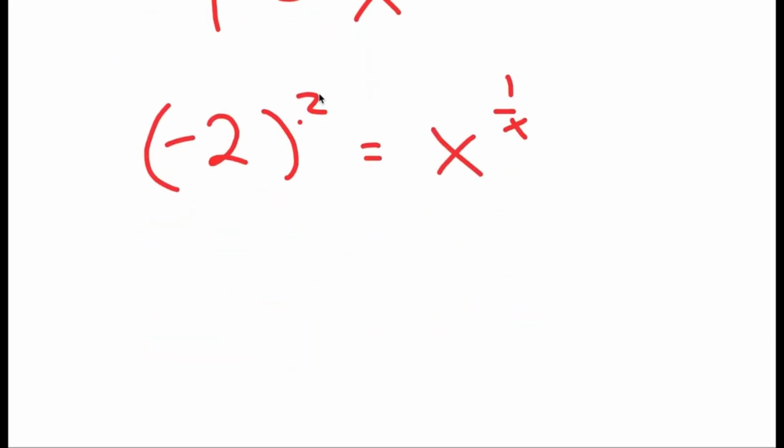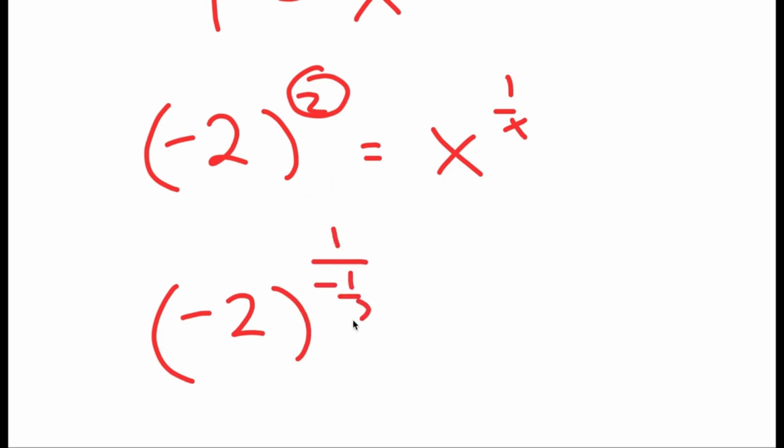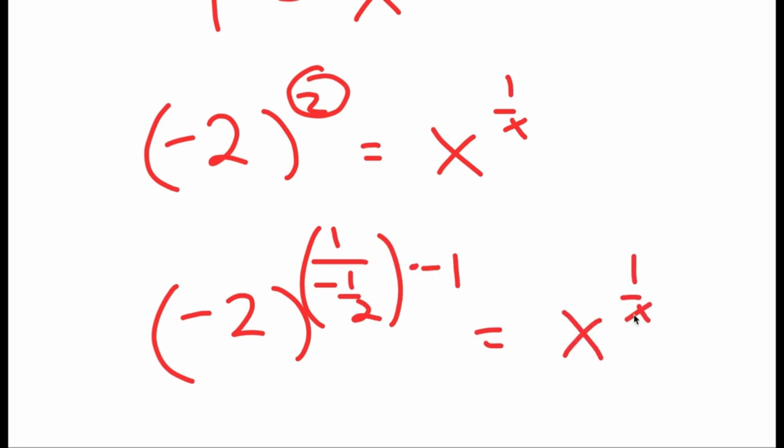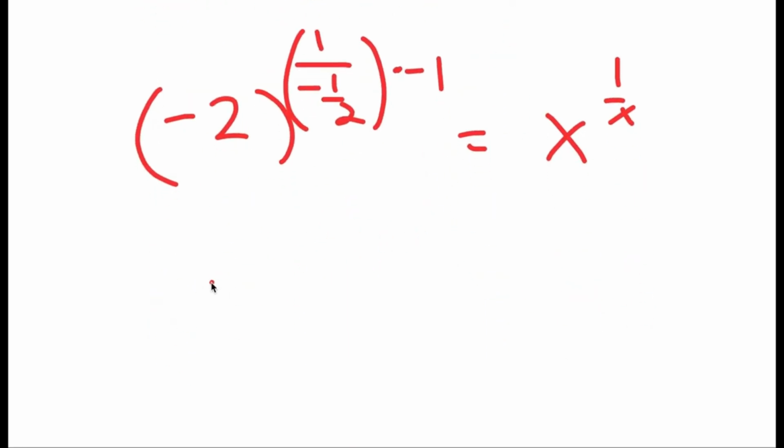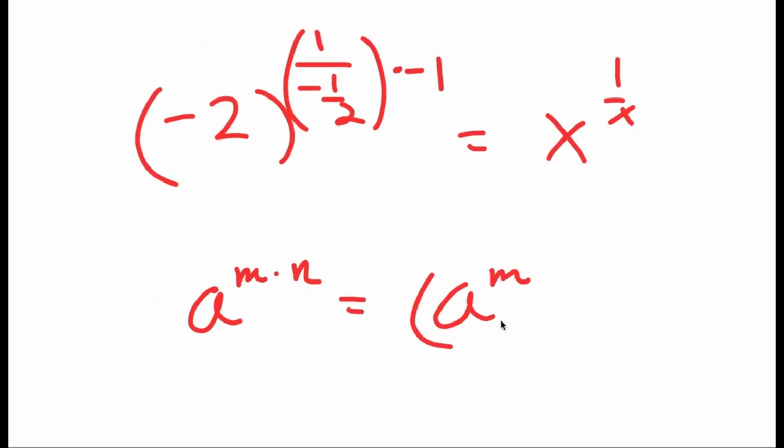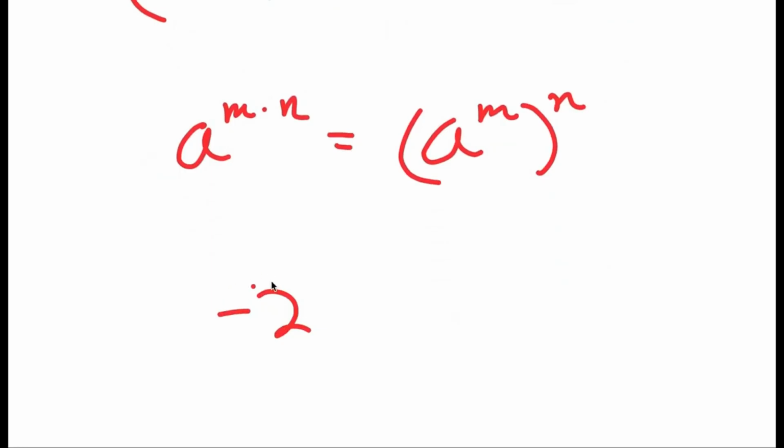And 2, our exponent here, I can rewrite as 1 over -1/2. And I have this times -1. So I have 1 over -1/2 times -1. And remember, if I have something in the form a to the power of m times n, this is equal to a to the power of m to the power of n. So this -1, I'm going to move to be an exponent of -2.